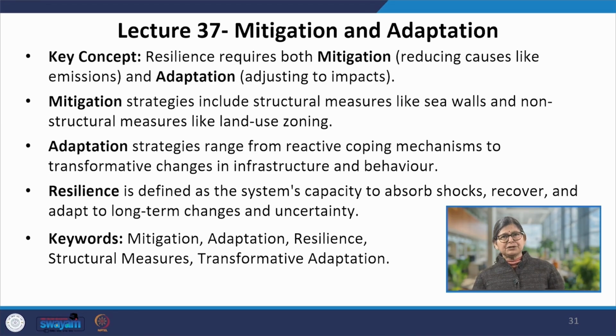Resilience requires both mitigation, reducing causes like emissions, and adaptation, adjusting to impacts. Mitigation strategies include structural measures like seawalls and non-structural measures like land use zoning. Adaptation strategies range from reactive coping mechanisms to transformative changes in infrastructure and behavior. Resilience is defined as the system's capacity to absorb shocks, recover, and adapt to long-term changes and uncertainty. Keywords are mitigation, adaptation, resilience, structural measures, transformative adaptation.